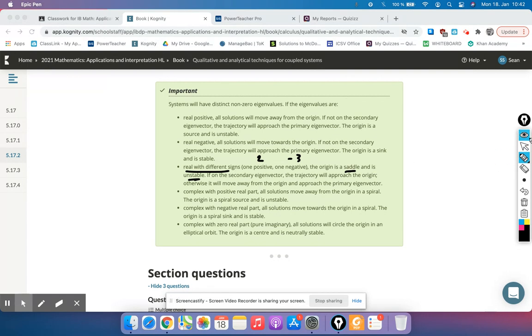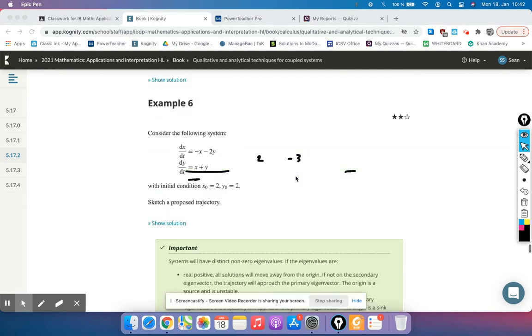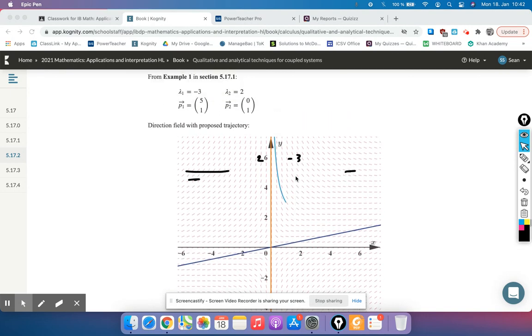So let's go back to the way it looks. It says it will move away from the origin. So that's why, if we started at the initial condition of 1, 2, it's going to move away from the origin and approach this secondary eigenvector, which is this. That eigenvector is this orange line. The primary eigenvector looks like this, the 5, 1. That's the blue one. So it's moving away from that one. It's approaching the orange one.